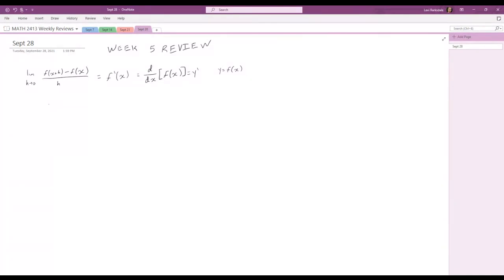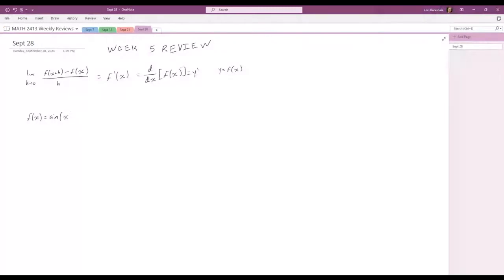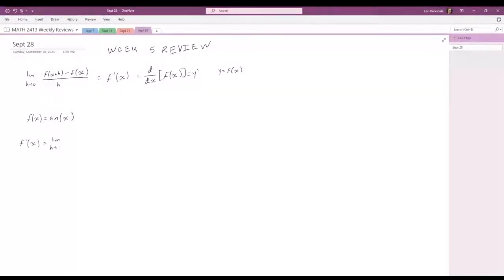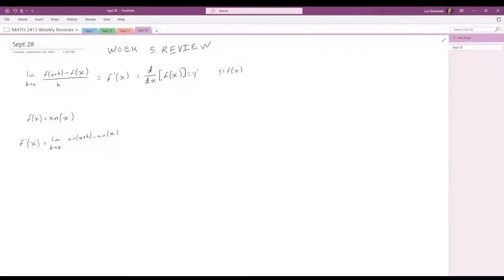So these are all different ways to just say I'm talking about the derivative. And if you'll recall, this is our definition. So let's say we wanted to use our definition of a derivative to find the derivative of, let's go with one of our trig functions, sine of x. Well, in order to find the derivative, I simply plug it into my definition. I say the limit as h goes to 0 of sine of x plus h minus sine of x all over h.